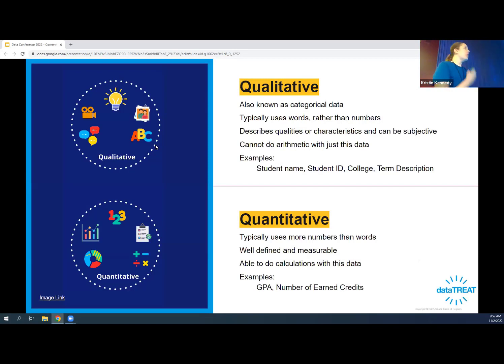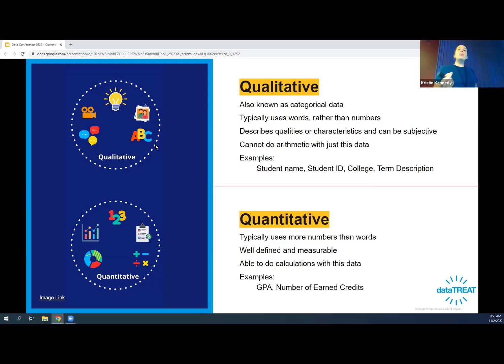Okay, so the first one we're going to talk about is qualitative and quantitative. You might be like, yeah, I think I remember this back in high school. So qualitative is about qualities. It's the qualities of your data. It's also known as categorical because it's categorized. Typically, it uses words rather than numbers, but that's not always true. That's why it says typically. And it describes the qualities or characteristics of your data.